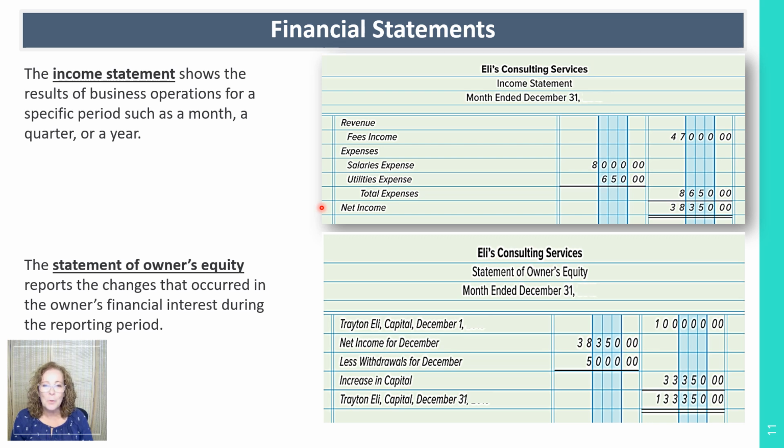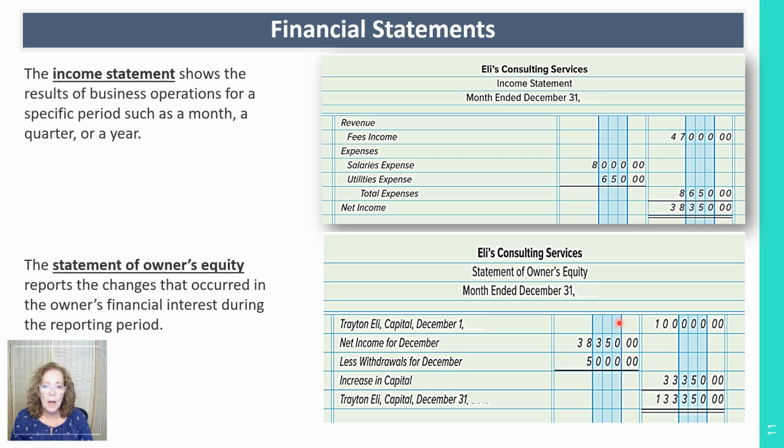Now that we know the income or profit of the business, we can prepare the statement of owner's equity. That's right. You can't prepare the statement of owner's equity until you finish the income statement. We complete the header of the statement of owner's equity by writing the name of the business, the name of the financial statement, and the time period on the third line. The statement of owner's equity reports the changes that occurred in the owner's financial interest during the reporting period. In the body of the statement, we start with the beginning capital balance of $100,000, which Trade and Eli contributed to the business in November.